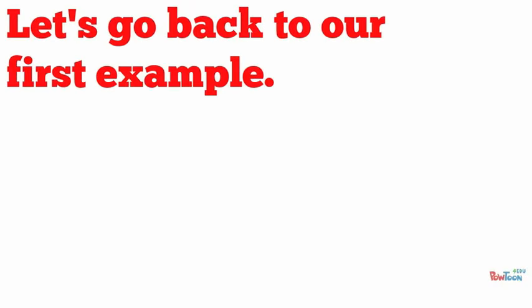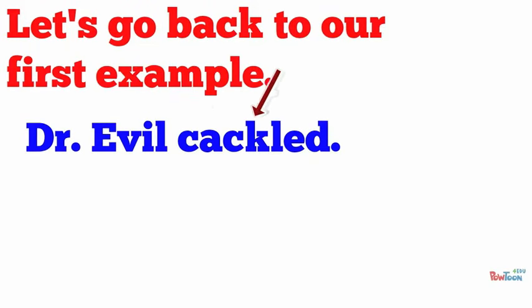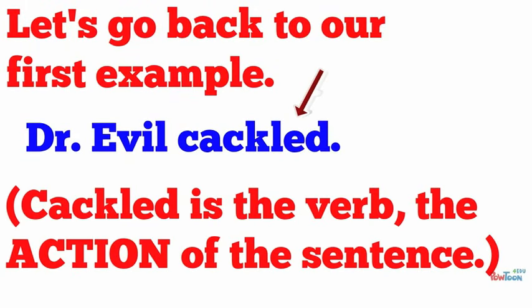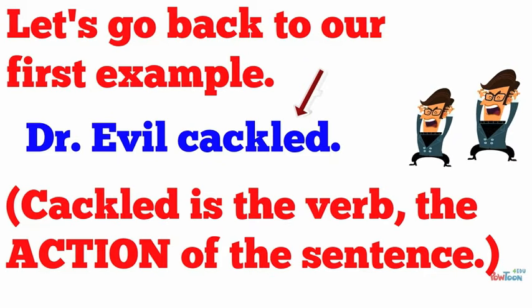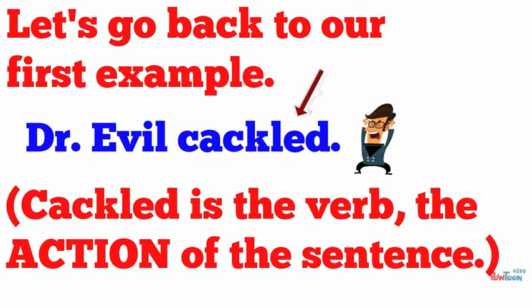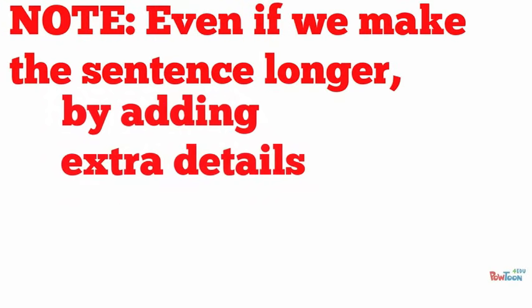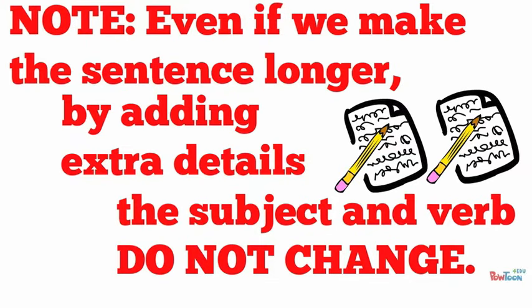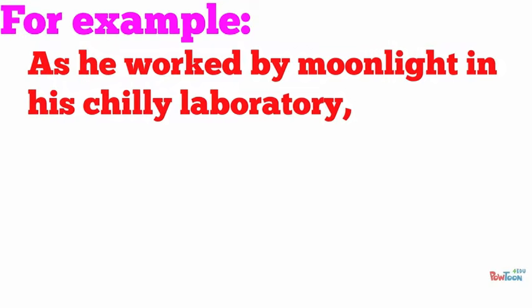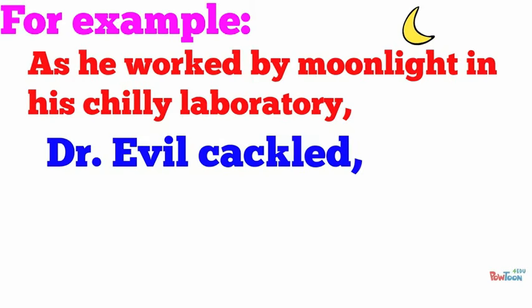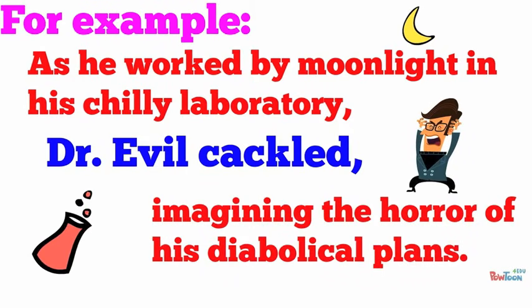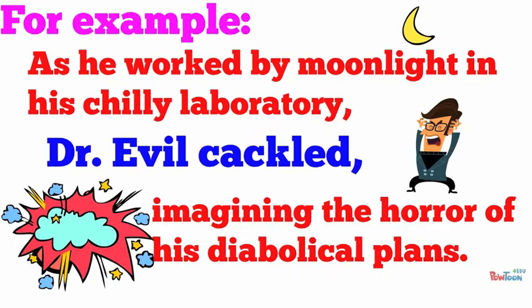Let's go back to our first example. Dr. Evil cackled. Cackled is the verb, the action of the sentence. Even if we make this sentence longer, by adding extra details, the subject and verb do not change. For example, as he worked by moonlight in his chilly laboratory, Dr. Evil cackled, imagining the horror of his diabolical plans.